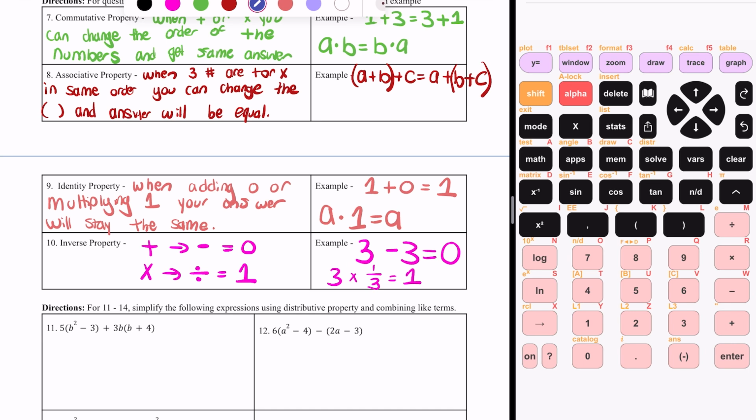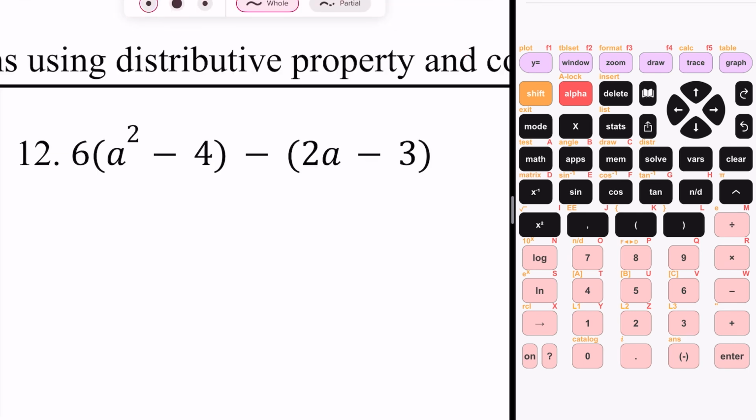Now, for 11 through 14, we are going to simplify the following expressions using the distributive property, which is when you take the number on the outside and distribute it to both numbers on the inside. And then we might also need to combine like terms if there are. Alrighty, let's look at this problem. We are combining like terms and distributive property, which are two properties that we have learned about.